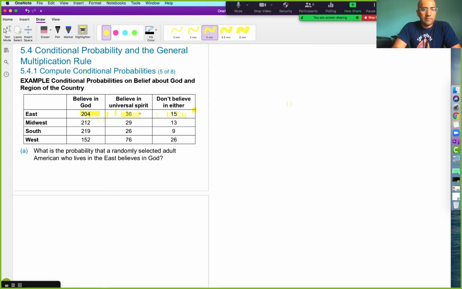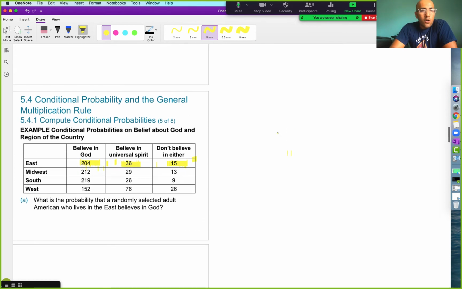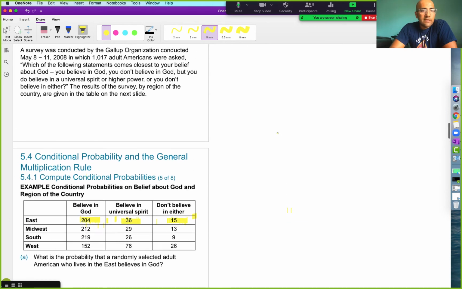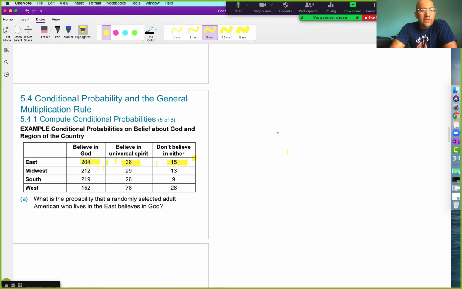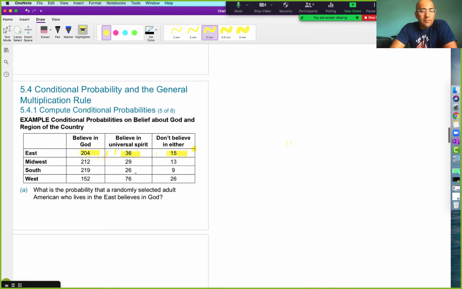Okay, so there's these people, and these people. And we're going to focus our attention on them, because it says who live in the East. So we're only focusing on them. So instead of focusing on all 1,017, we're only going to be focusing on the people that live in the East. And we want to know what's the probability that they believe in God. What is the probability that a randomly selected adult American who lives in the East believes in God?